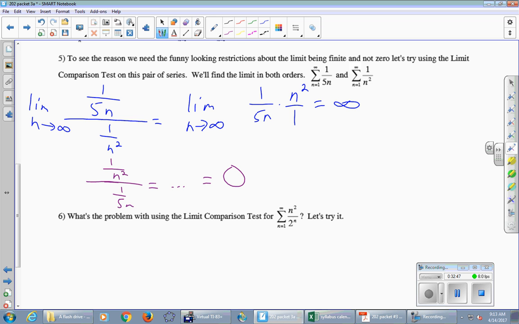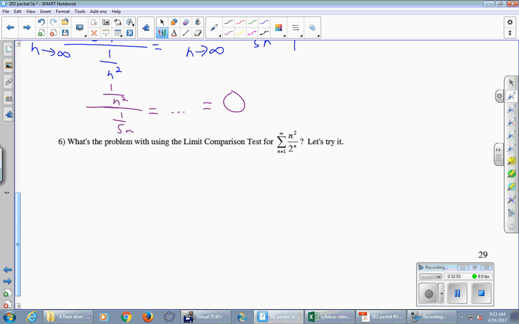Okay, so let's take a look at this next one, number 6 here. It says, what's the problem with using the comparison test for this series here? N squared over 2 to the n. So first I will say that is not geometric. It is not a p-series. I don't know how to integrate that thing. And the direct comparison test isn't going to help us either.